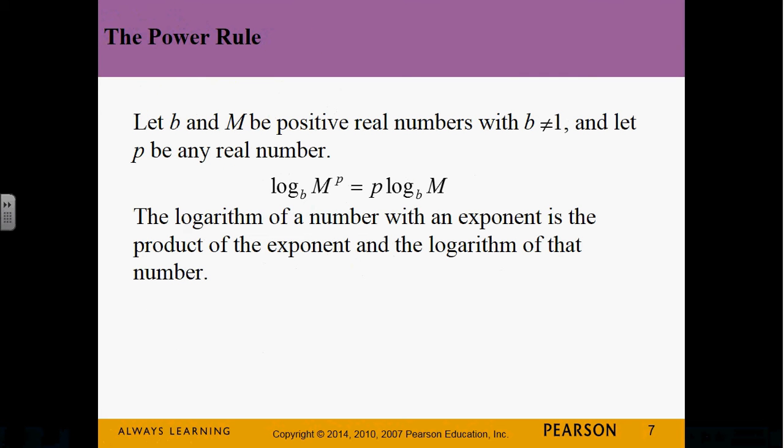All right. Now we're going to use something called the power rule. And the power rule is really just a derivation directly from the product rule. What that says is if we have the log of a number to a power, we can bring the power out front. So log base b of m to the p, we bring the p out front, we just have p log base b of m. What does this mean? Say I've got log of x to the 8th power. I'm just going to bring the 8 out front. 8 log x.